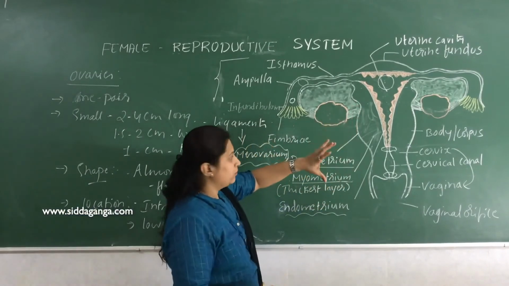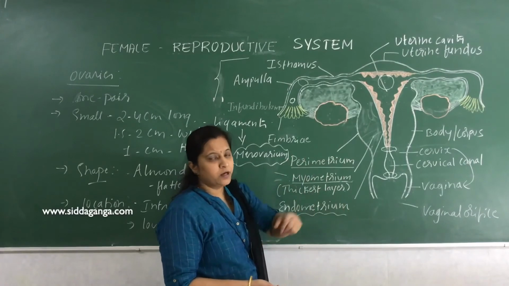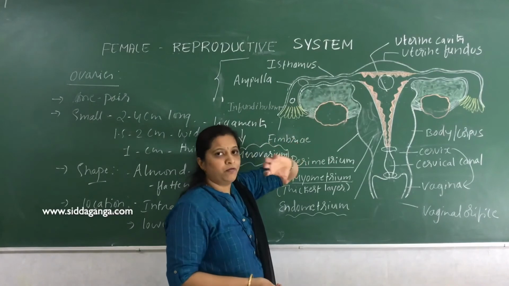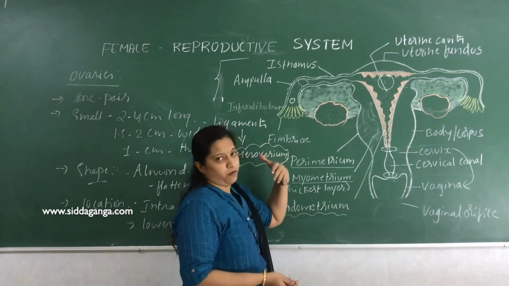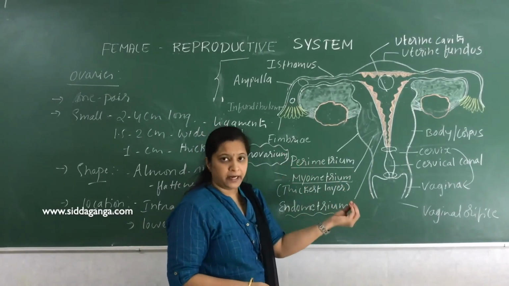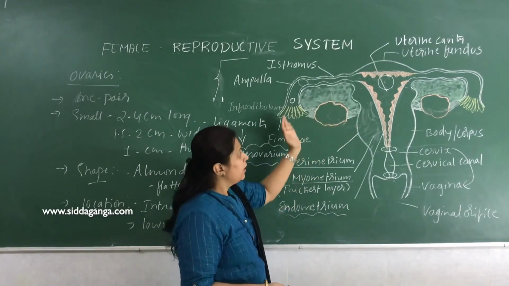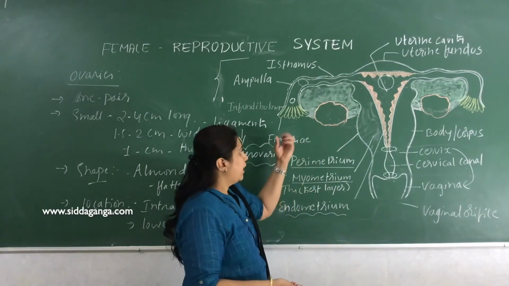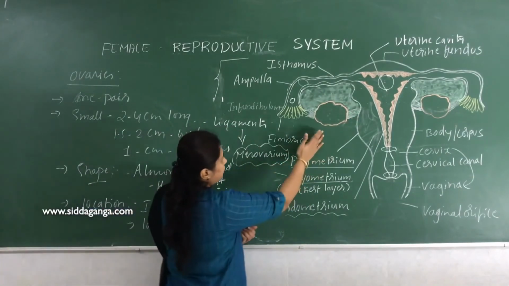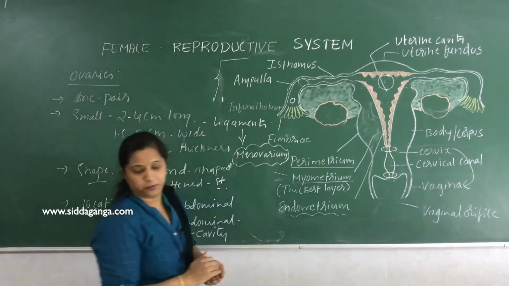And what about the function? Production of the female gamete, the ovum, and another function is the secretion of sex hormones. So this is the morphology. The detailed internal structure of the ovary, including the growth of follicles and how the ovum is formed, folliculogenesis and oogenesis, I will discuss in later classes. Now, the next part of the female reproductive system is the fallopian tube.